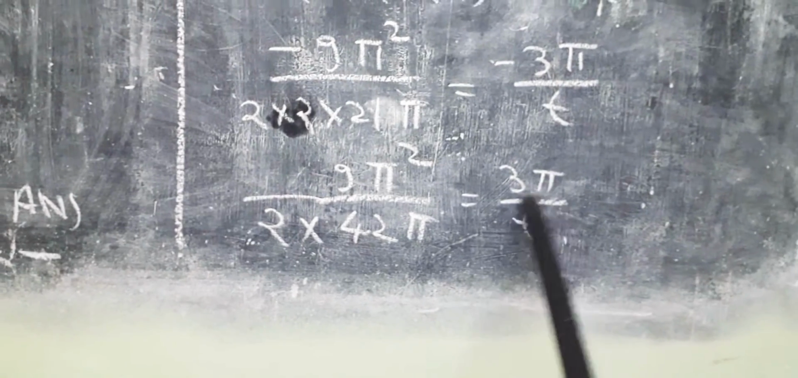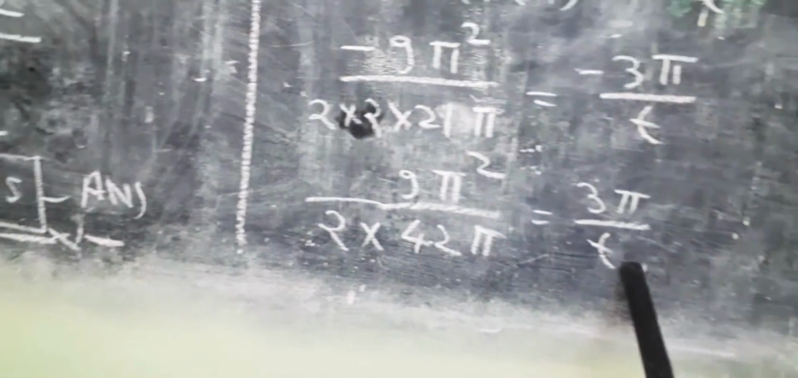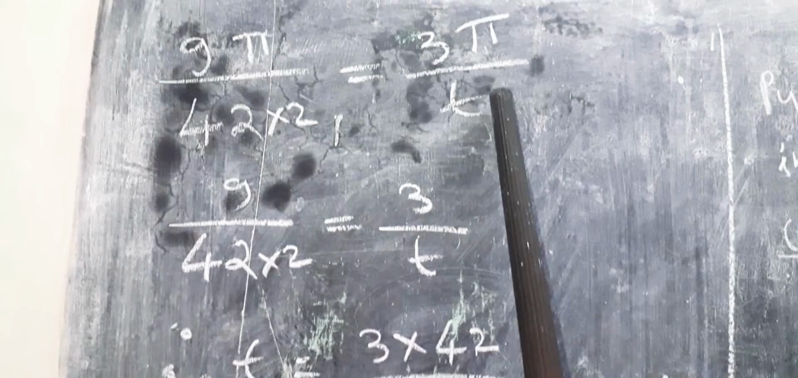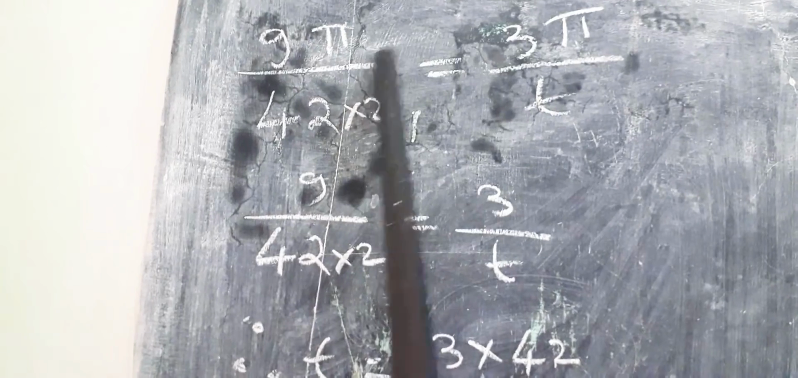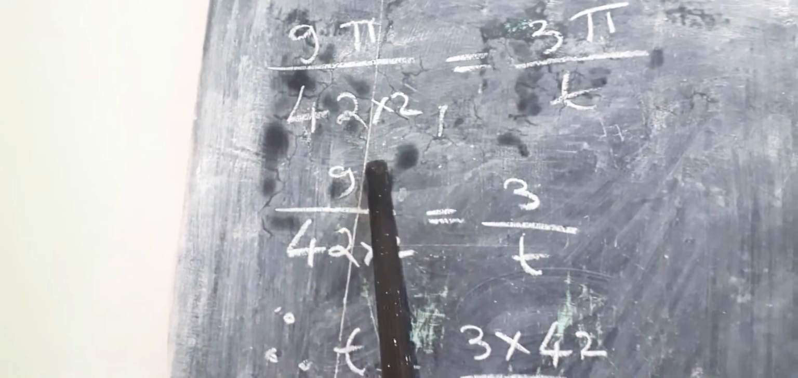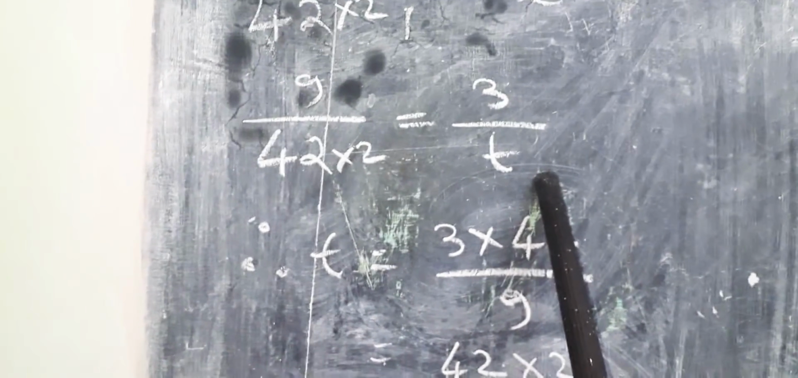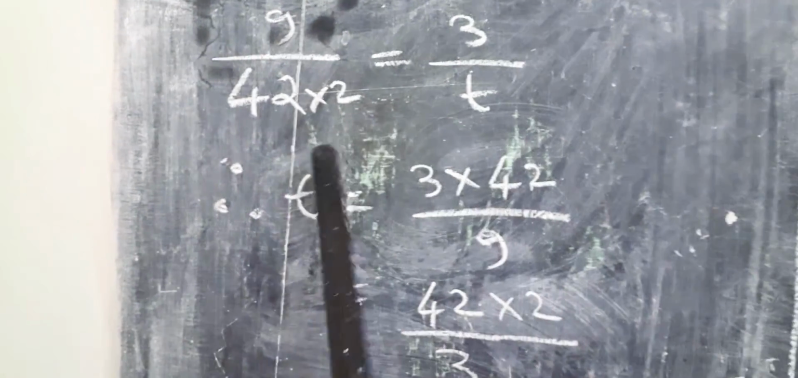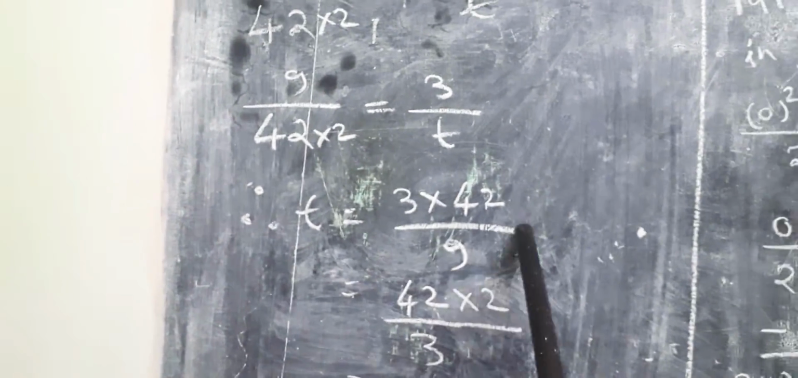Only one term is unknown, that is t, that we want to find out. Remaining all terms are constant. We can find out the value of t. Just simple mathematics is there. So we get 9 pi upon 42 into 2 is equal to 3 pi upon t. So this pi and this pi get cancelled. So we get 9 upon 42 into 2 is equal to 3 upon t. So we want to find out t. So transfer this t on this side and all these terms to the other side. So unknown term on one side and all known terms to the different side. So we get t is equal to 3 into 42 upon 9.